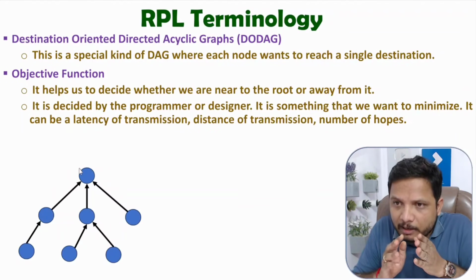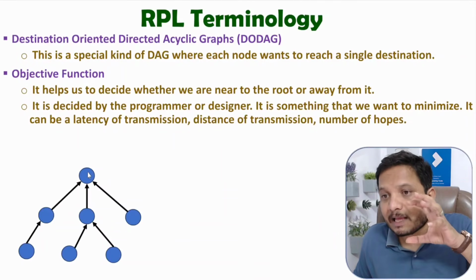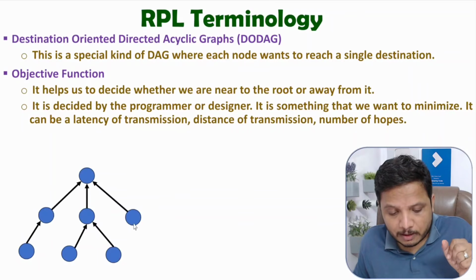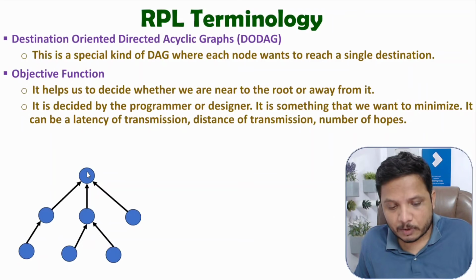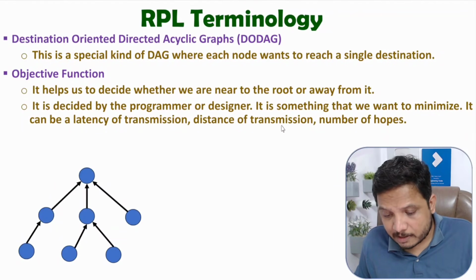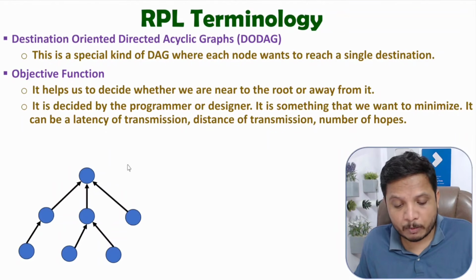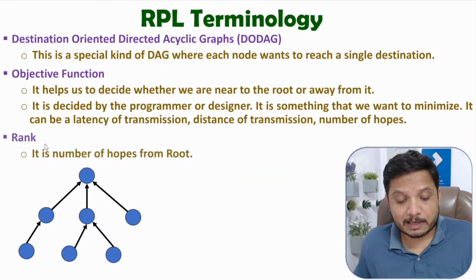When you want to communicate with the internet, this root node plays an essential role. All other nodes should be communicating to this root node with minimum delay, minimum latency. So the objective function explains that we should have minimum distance with respect to this node. That distance can be defined in terms of latency of transmission, in terms of physical distance of transmission, or number of hops. Number of hops means how many nodes come in between when a node is communicating with this root node, right?